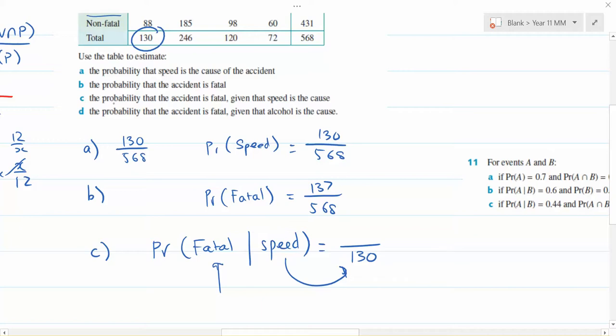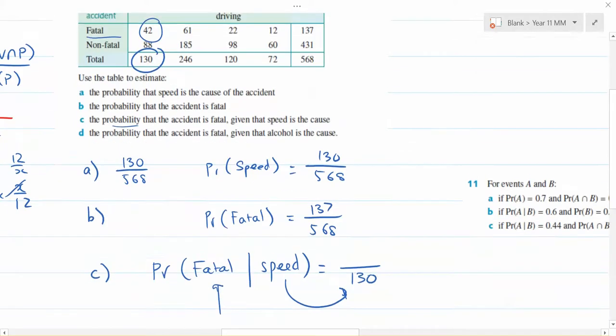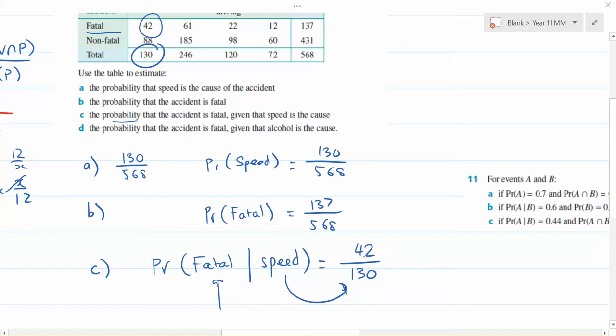Out of those people who speed, what's the chance of that being fatal is what you're really asking. Okay, so that's what it means when they say find the probability that the accident is fatal. So that's what you're looking for, given that this has already occurred. Speed is the cause. Okay, so out of 130 people who speed, how many people of those are in a fatal accident? There's only 42. That's why you'd say 42 out of the 130. Okay, see what I'm doing there? I'm changing the total number of outcomes. There was 568 before, but now it's 130, because I know that this group of people that are going to be fatal, I already know that they speed. So that's all I'm looking for. I'm just going to look at the people who speed, and out of those people, how many of those are in a fatal accident? That's what I'm looking for.